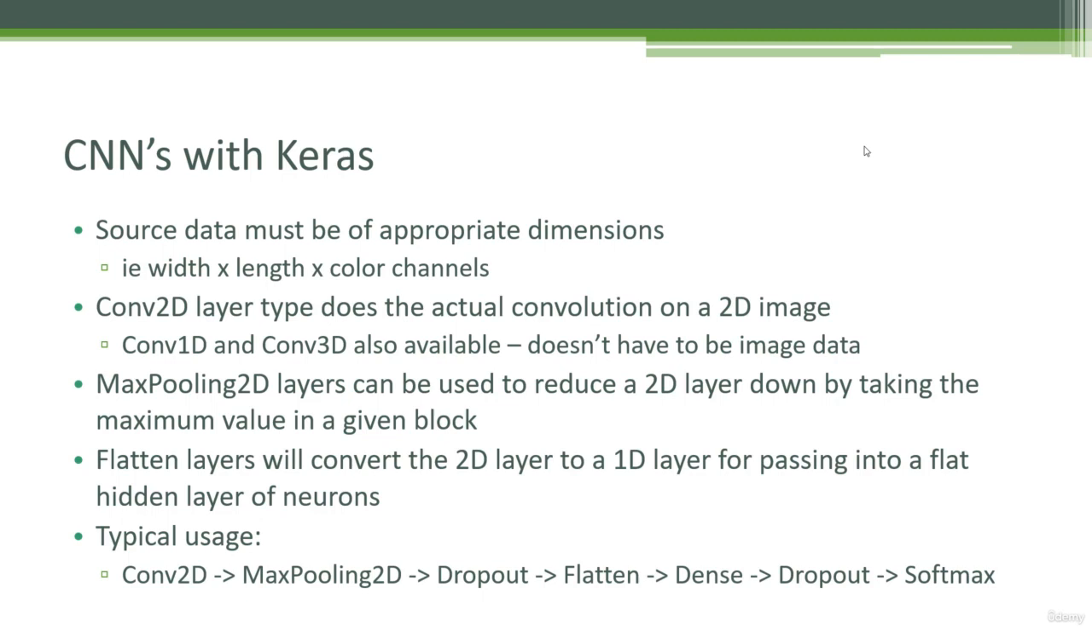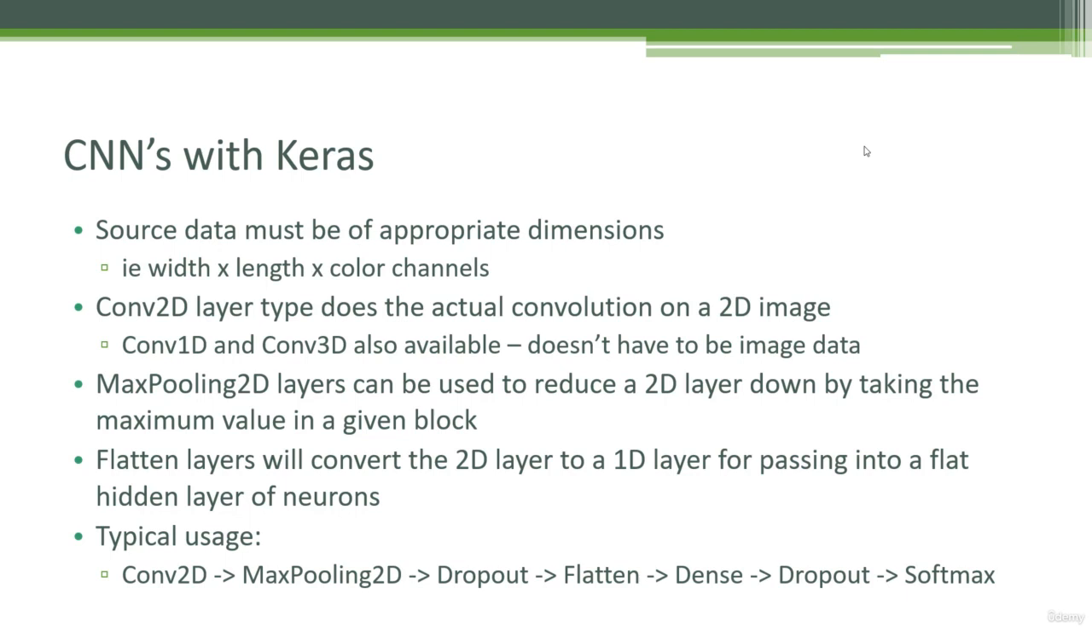So the shape of your data might be the width times the length times the number of color channels. And by color channels, I mean, if it's a black and white image, there's only one color, black and white. So you'd only have one color channel for a grayscale image. But if it's a color image, you'd have 3 color channels, one for red, one for green, and one for blue, because you can create any color by combining red, green, and blue together.